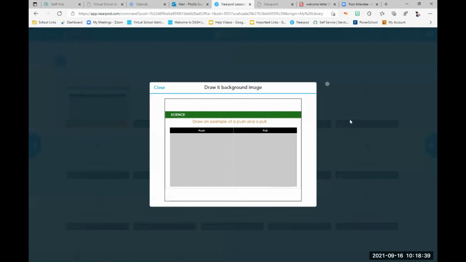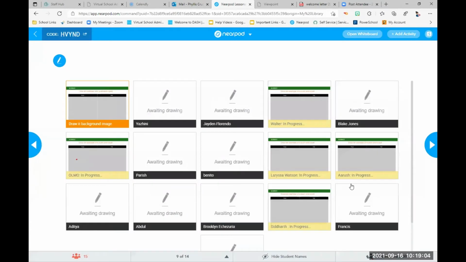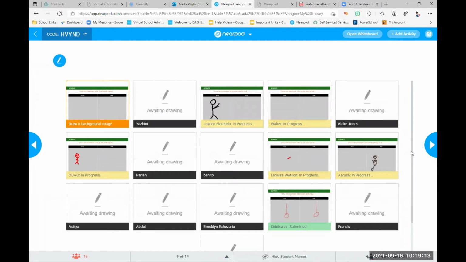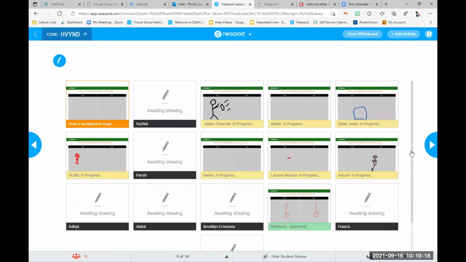And here comes the fastest thing on the planet. Draw an example of a push on one side and a pull on the other. Now I get to see your artwork. If you can't do this in Nearpod, you can show me a picture, hold it up. Draw me something that can push, a force that is pushing, and draw me something that is pulling. Oh, that's cool. Yes, you could pull the flower. That's wonderful. Oh, Jaden, what an artist. Siddharth, I see it. That looks great.